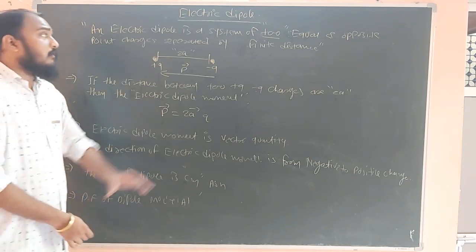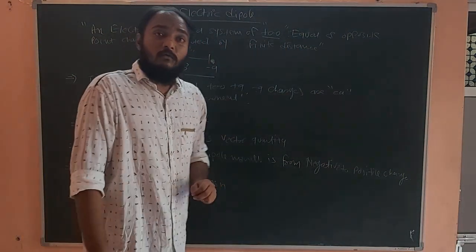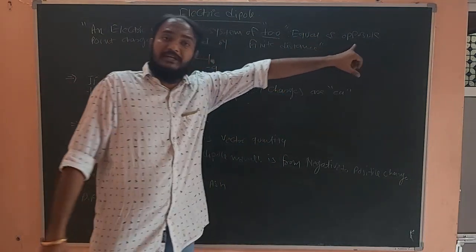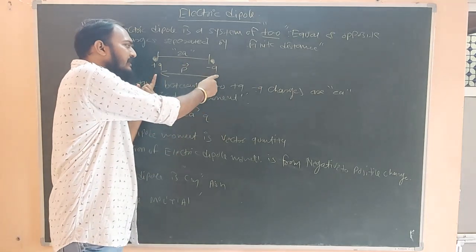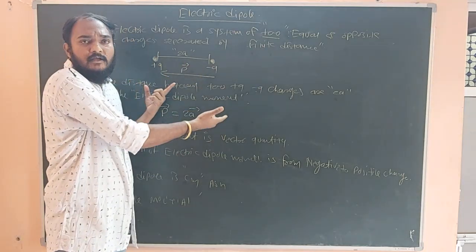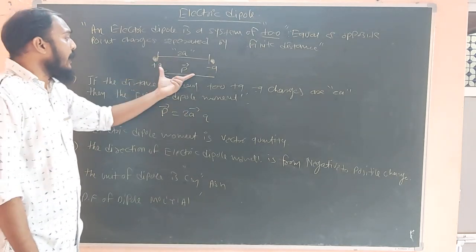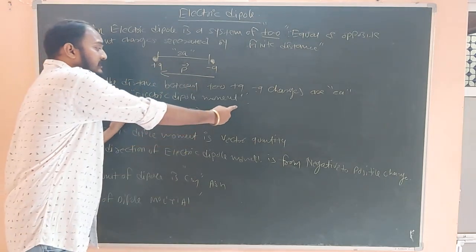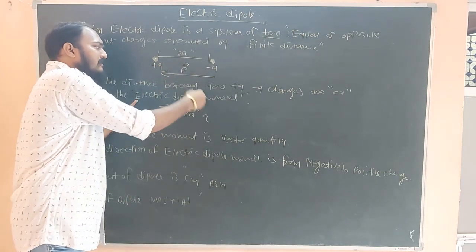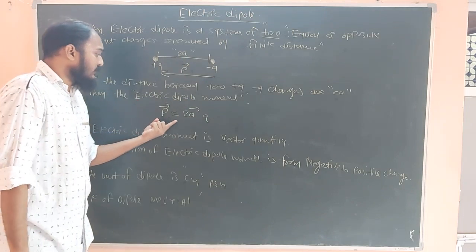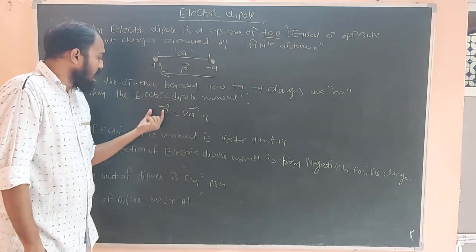Okay, again, what is electric dipole? The electric dipole is a system of two charges. What kind of charges? Equal and opposite in nature. Their values are the same, but they are opposite in nature, meaning one is plus and one is minus. The distance between them is 2a. The magnitude is called electric dipole moment. Vector p is equal to 2a into q, or the product of distance into one charge.